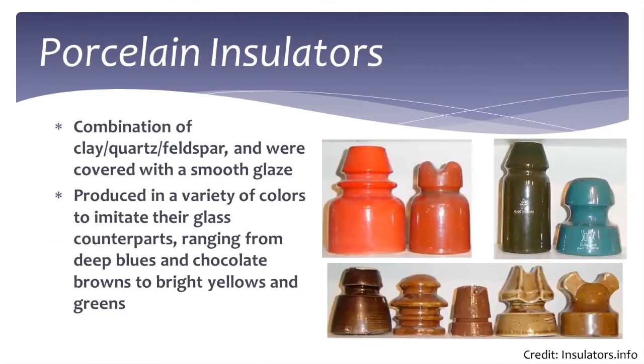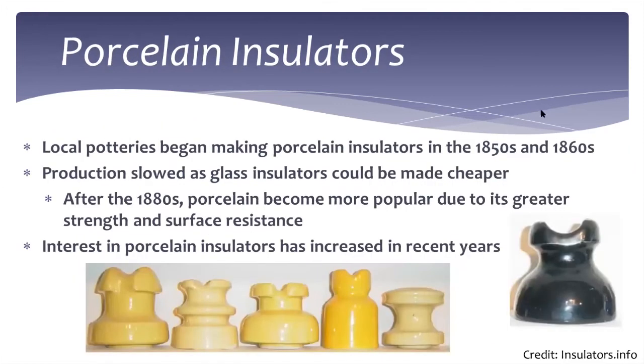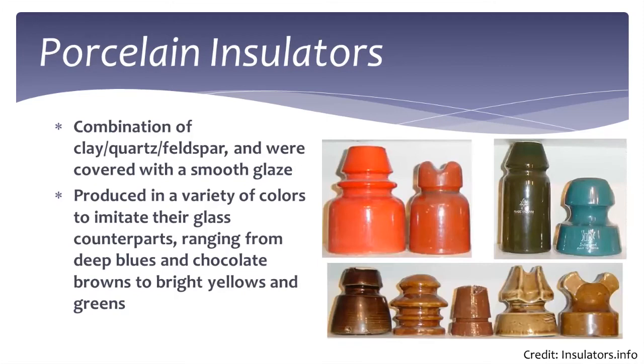Porcelain itself is a combination of clay, quartz, and feldspar, and the insulators are covered in a beautiful smooth glaze. They are also produced in a variety of colors to imitate their glass counterparts, and you can have insulators ranging from blues and chocolate browns to yellows and greens and reds. If I go back a slide here, this one, very true black, is very rare to find. So if you ever find a black porcelain insulator that looks like that, you've got something special on your hands. Here, like I said, at the museum, we mostly have whites and browns.